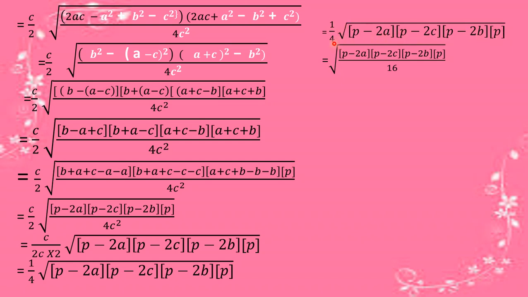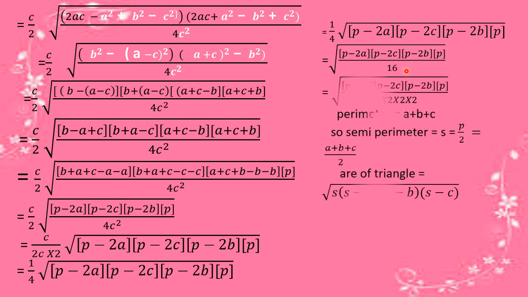Now this 1 by 4, if we want to write it inside the square root sign, how can it be written? As 4 into 4, it is 16 in the place of the denominator. So upon 16 we have to write. Now this 16 can be further factorized as 2 into 2 into 2 into 2.